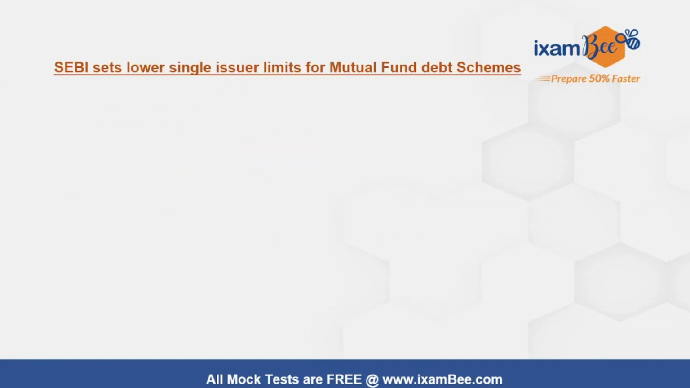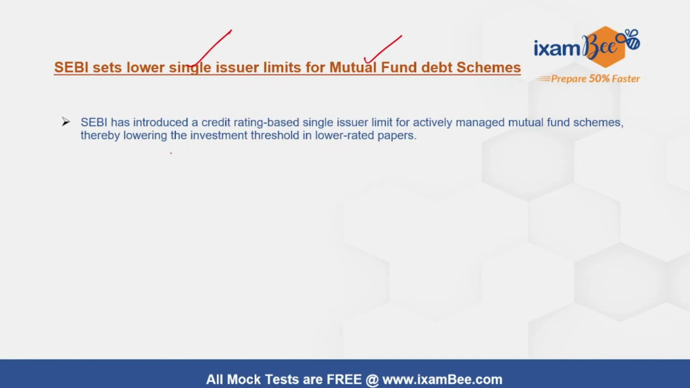So another circular which was a part of the list of SEBI circulars in the past 1 week is that SEBI sets lower single issuer limits for mutual fund debt schemes. SEBI has introduced a credit rating based single issuer limit for actively managed mutual fund schemes, thereby lowering the investment threshold in lower rated papers.